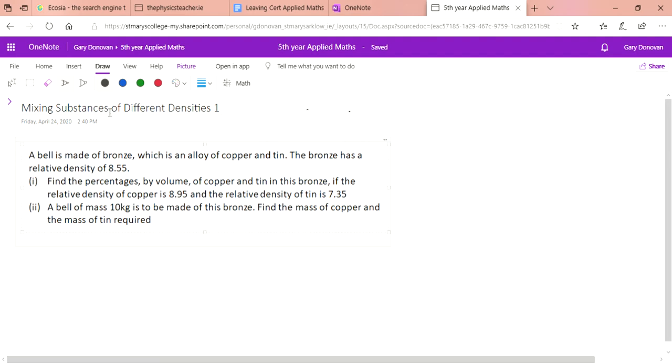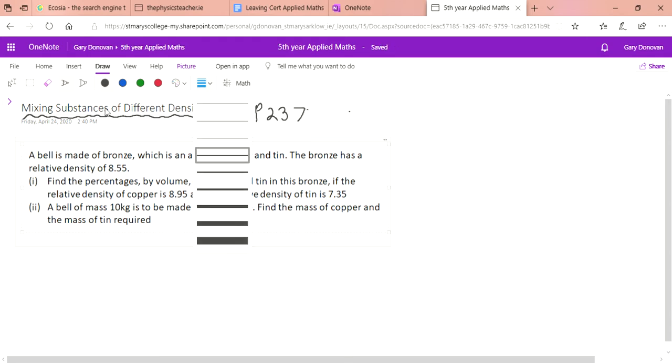Going to move on to slightly trickier examples, but remember there's always a strategy, and if you remember the strategy, they're not too difficult. So we're going to look at mixing substances in two different questions, and these are similar to exam type questions. This example is from the Dominic Donnelly textbook, page 237.